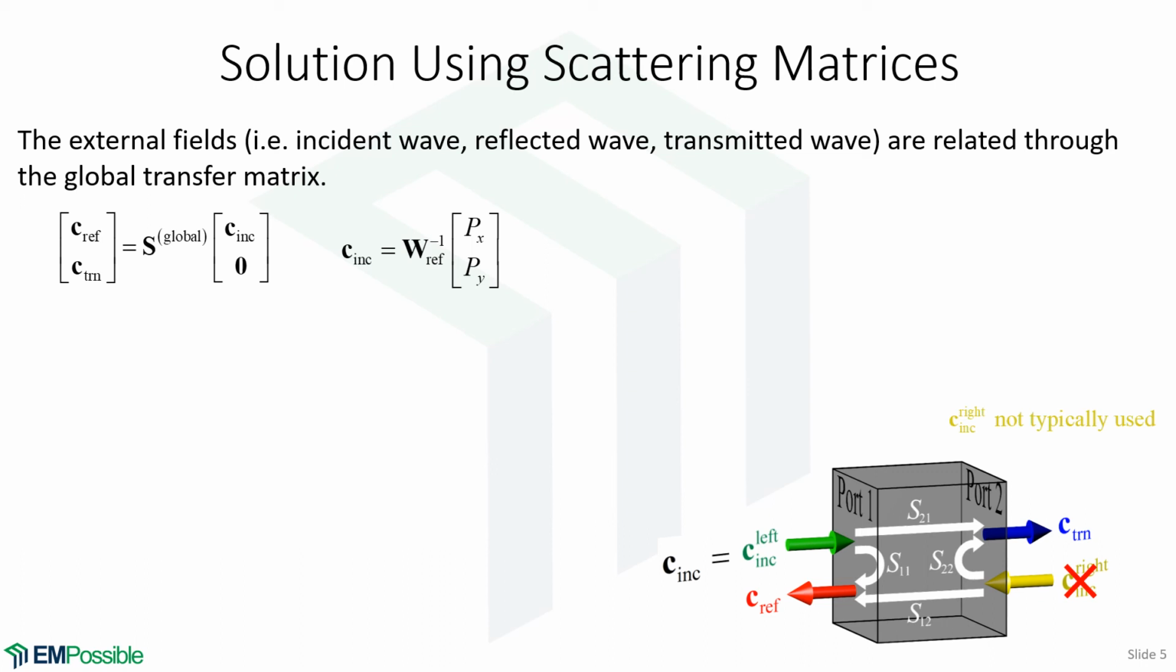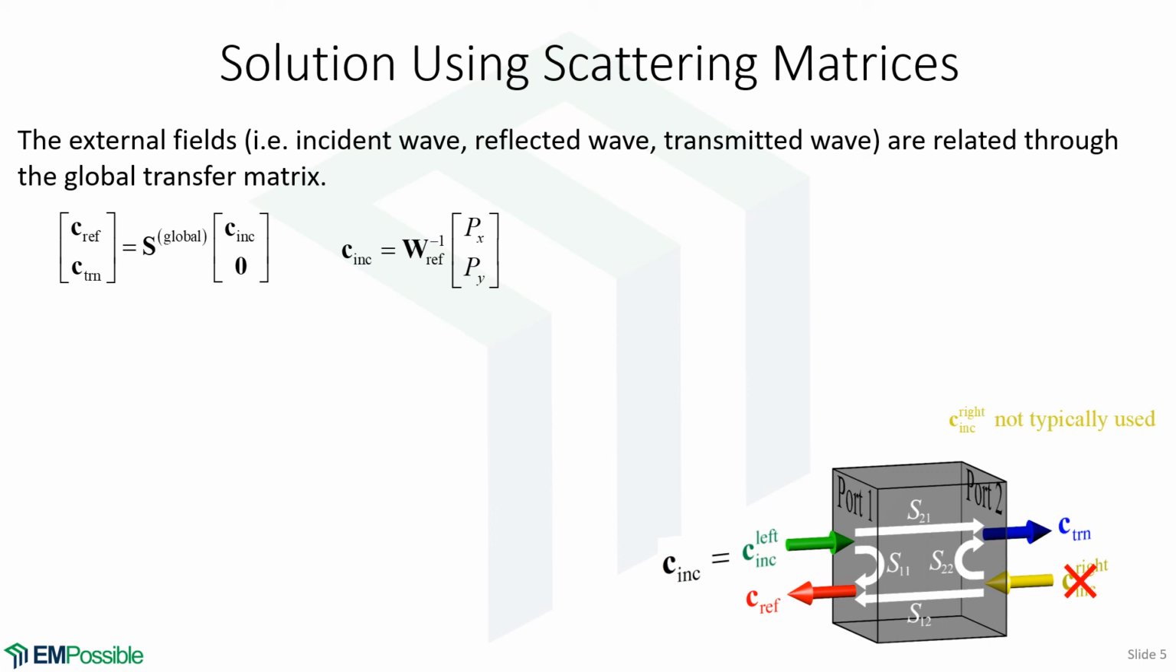So we can write our global scattering matrix relating our inputs, our C-ints, and of course we have no input from the port 2 or the right-hand side. So those are our inputs, and the outputs are C-ref and CTRN. So given this global scattering matrix and our incident wave, we can calculate what gets reflected and transmitted. So we have to calculate C-ints. Those aren't the fields, those are the mode coefficients.